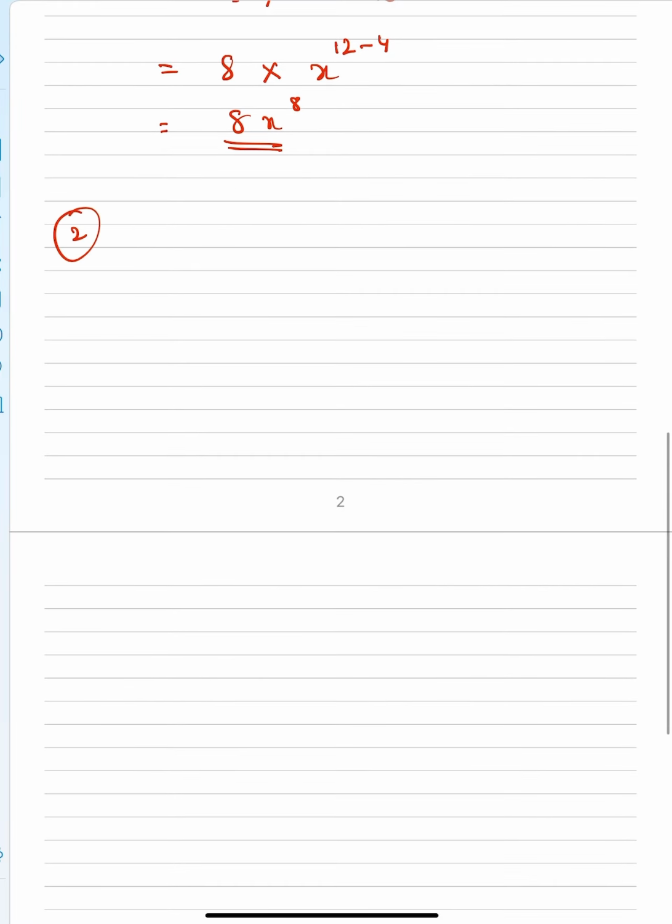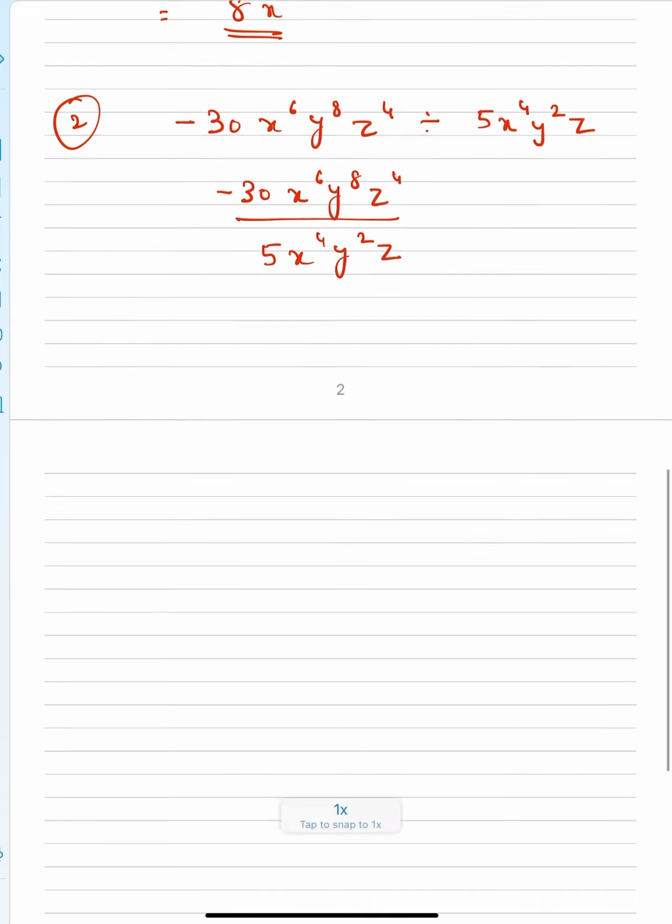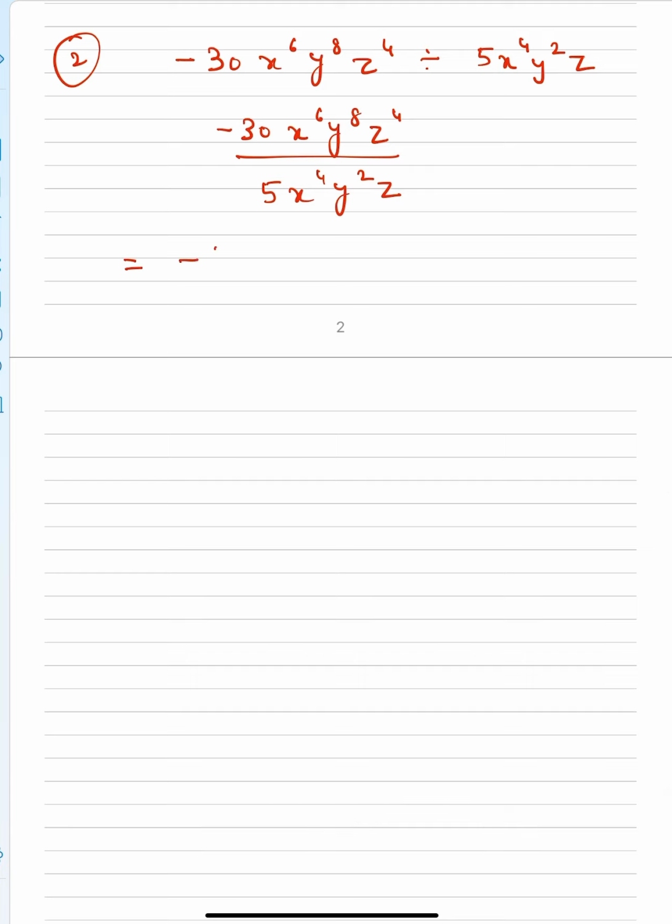Let me take the second example, that is minus 30 x raised to 6 y raised to 8 z raised to 4 divided by 5x raised to 4 y square z. We will write in the form of numerator and denominator first, so this is upon 5x raised to 4 y square z. Now let us separate the coefficients. So multiply by x raised to 6 upon x raised to 4, multiply by y raised to 8 upon y square, multiply by z raised to 4 upon z.